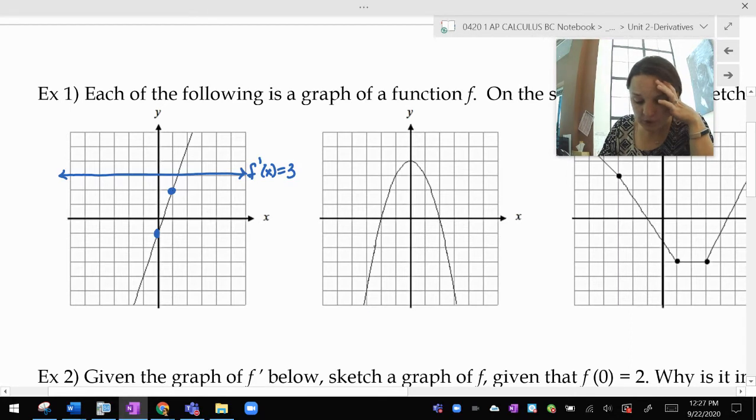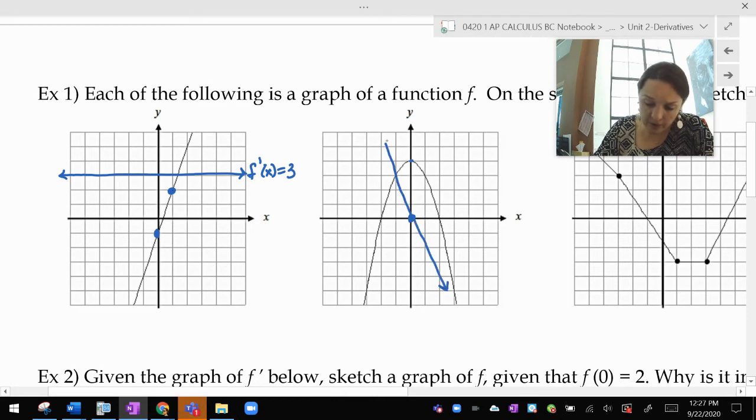Right here, I have a function f that is increasing and then decreasing, and right here at the top, the slope is 0. So when we graph the derivative, if we ever have places where we know the slope equals 0, I'll usually plot that point and say, okay, if my slope is 0 at x equals 0, that means 0, 0 is a point on the derivative. f is increasing, so f has positive slope, and then f is decreasing, so f has a negative slope. So my derivative needs to go from above the x-axis to below the x-axis, passing through 0.